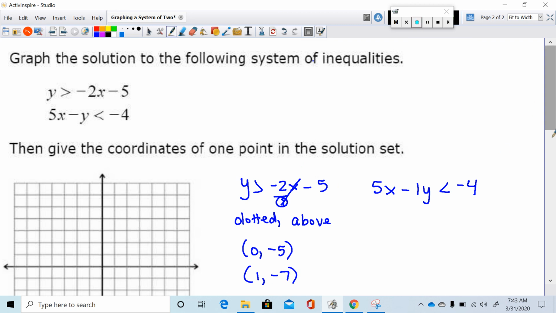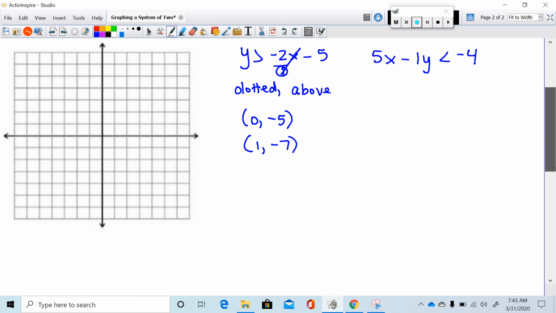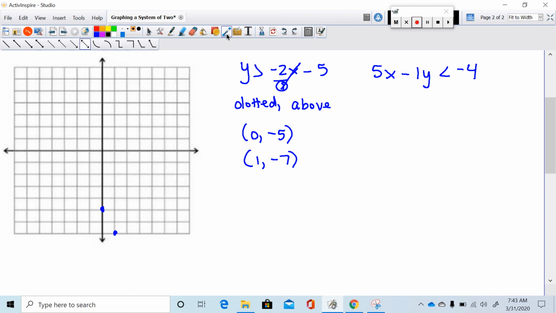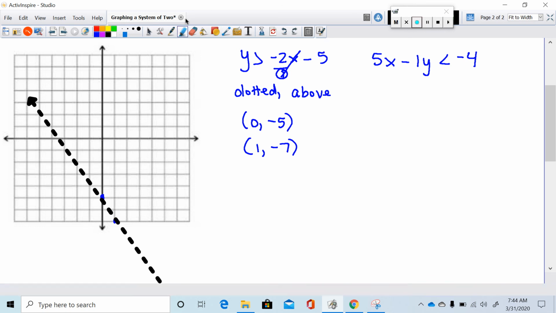Okay, so 0, negative 5. Let's see if we can go 7. 1, 2, 3, 4, 5, 6. Okay, it just barely fits. 0, negative 5. 1, 2, 3, 4, 5 is right here. And then 1, negative 7 is right here. And I said I'm going to connect those with a dotted line. And I said I'm going to color above that line.